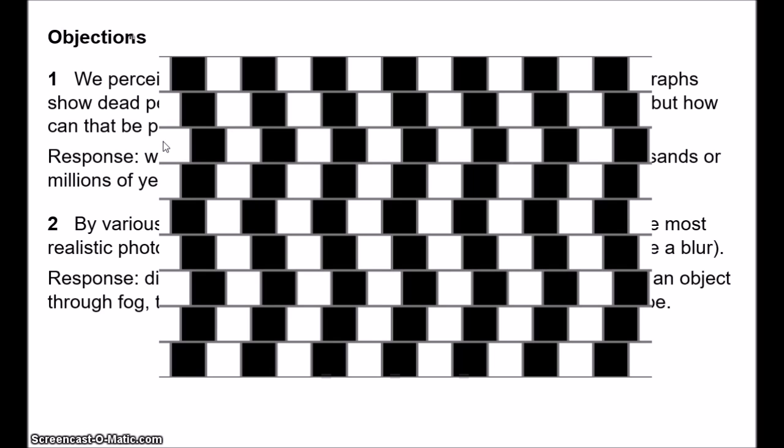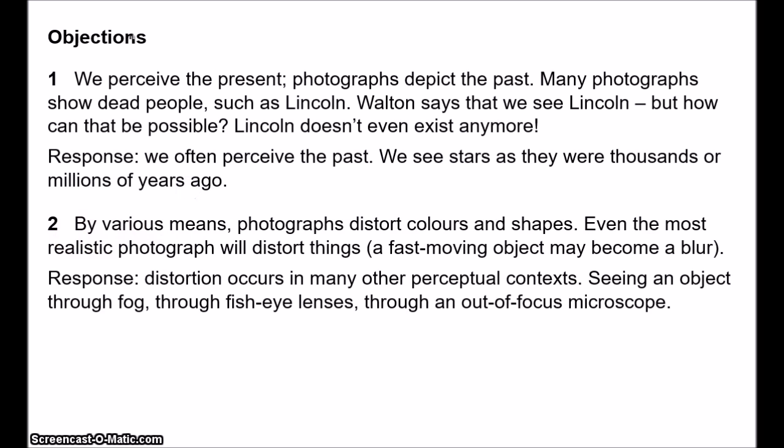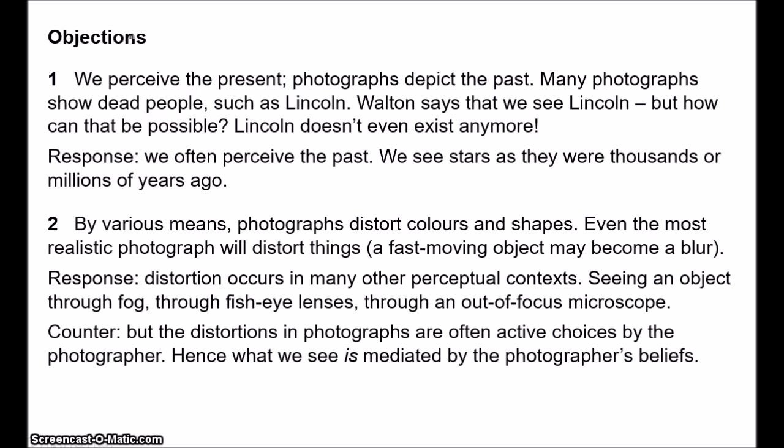So I think that this objection simply conflates the two senses of realism that we distinguished earlier. There are ways in which photos are not style realistic. They distort things, but that certainly doesn't mean that we don't see through photographs. However, that's not quite the whole story. The critic of transparency might counter this by saying that there's a relevant difference between distortion of photos and distortion in perception in general.